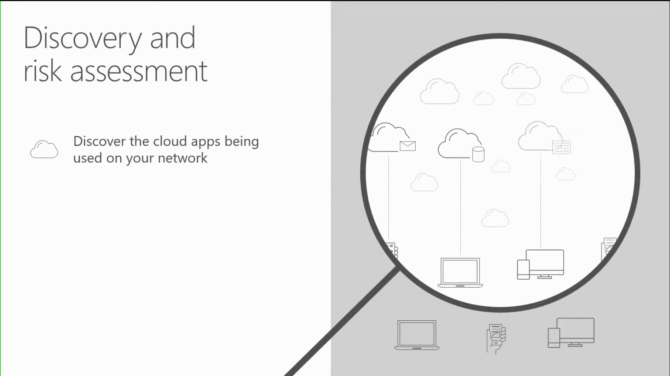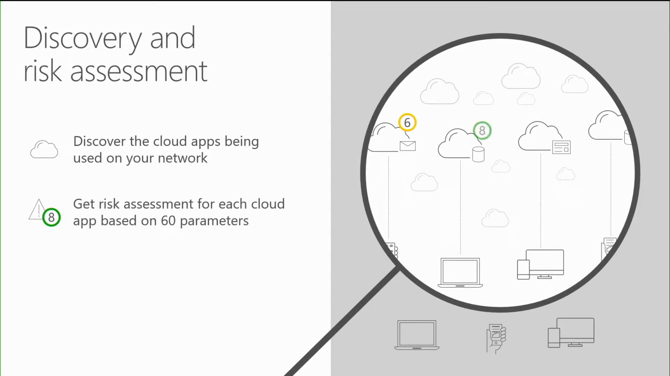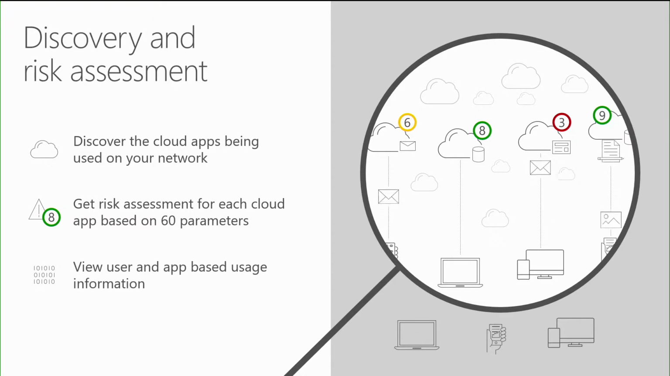Let's start with discovery and risk assessment. Visibility is key to prevent any problems in cloud applications. So first, we discover the type of SaaS applications your users are using. And we also provide you a risk assessment, so you don't have to do this on premises yourself, especially with the growing number of SaaS applications in your organization. And also we provide you ongoing analytics.